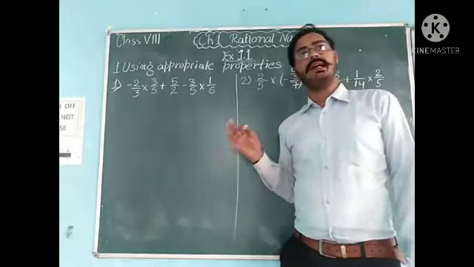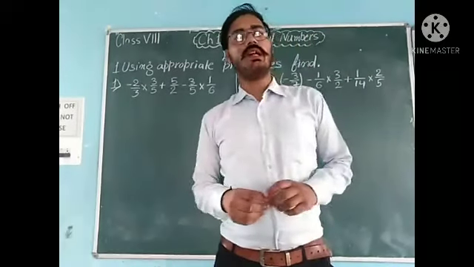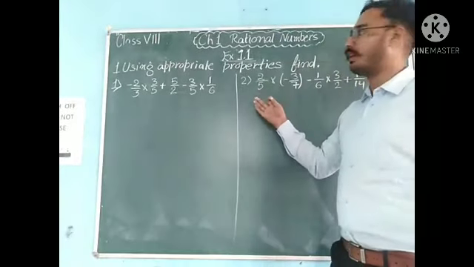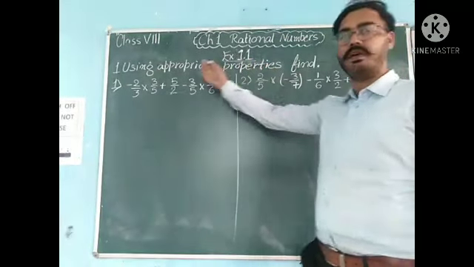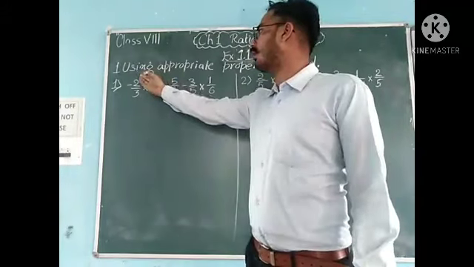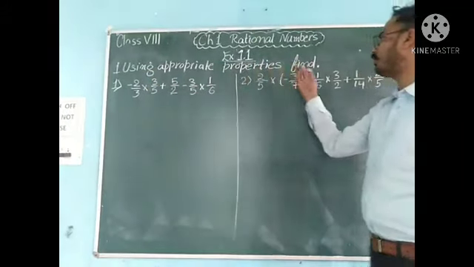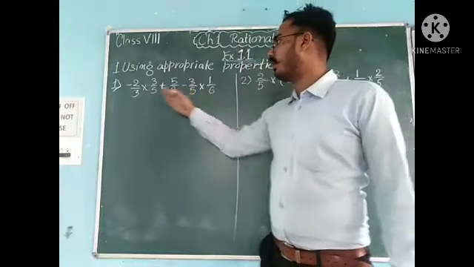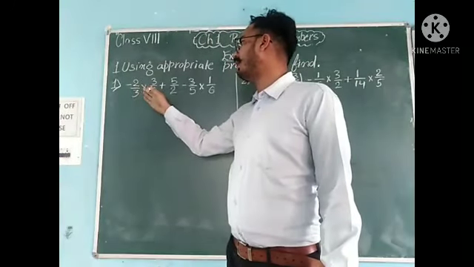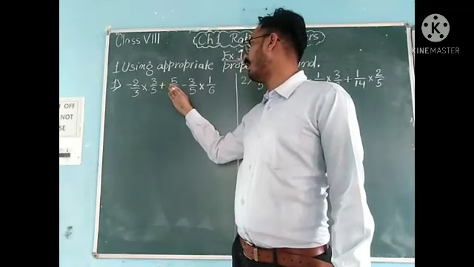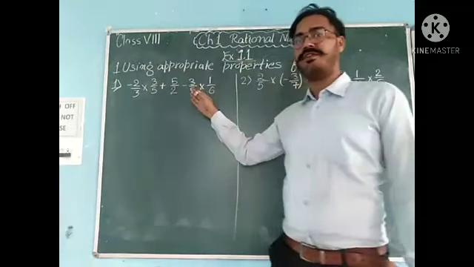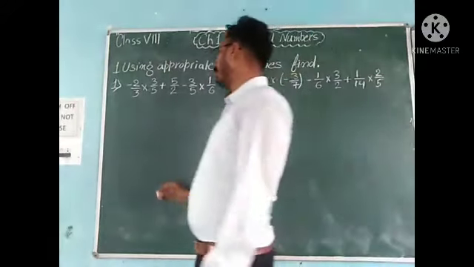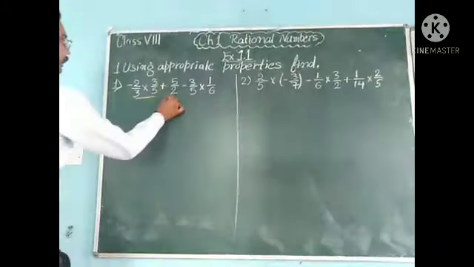We have already done our theoretical knowledge, and now it's time to solve the problems in exercise 1.1. The first question is: using appropriate properties, find minus 2 by 3 multiplied by 3 over 5 plus 5 by 2 minus 3 by 5 multiplied by 1 over 6. If we see clearly, there are 3 parts.